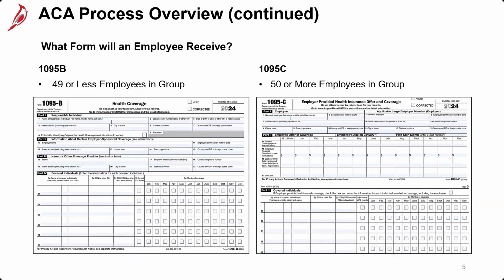There's one of two forms that employees in your group will receive if Cardinal is handling your ACA reporting. If you have 49 or less employees in your group, they're going to receive what's called Form 1095B. If you have 50 or more employees, they'll receive what's called Form 1095C. The forms are very similar. There's one section that differs. The Form B that goes to the smaller localities really just shows each employee and their dependents and what months of coverage they had. The other form goes into more detail about whether or not coverage was offered and how the employee chose to respond to that offer.